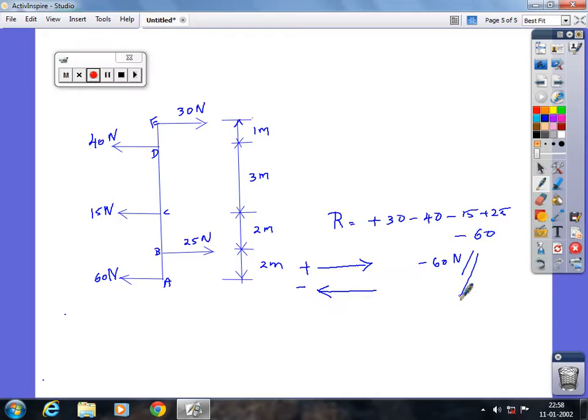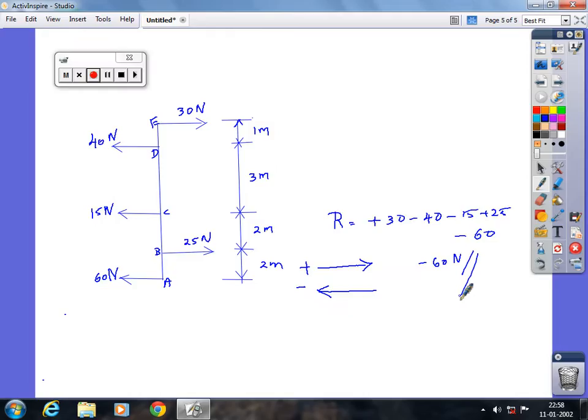Okay, so now all of you listen here. What is the next part of the question asking you? Direction and location of this one. So now maybe there are totally how many forces in the system? 1, 2, 3, 4, 5.